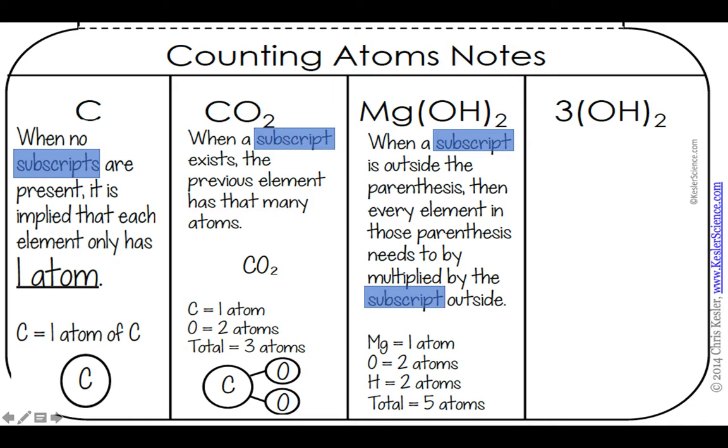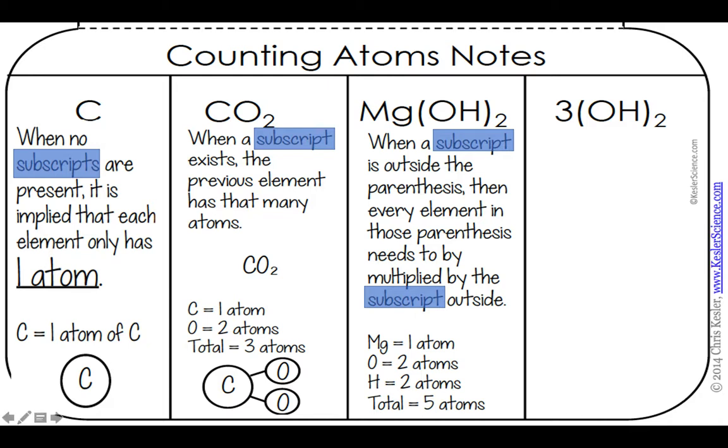Next, it says when a subscript is outside of parentheses, then every element in those parentheses needs to be multiplied by the subscript on the outside. So what that means is this 2 applies to both of these. This is just like in math. If you have a number outside of a parentheses, you know that you're supposed to multiply, and it's not any different when we're looking at chemical formulas.